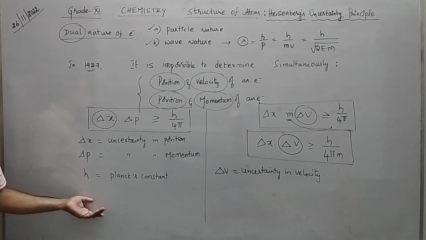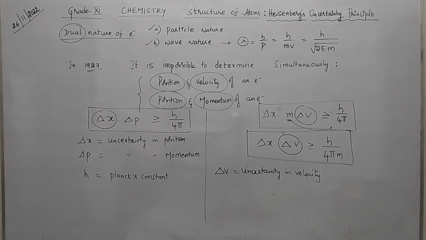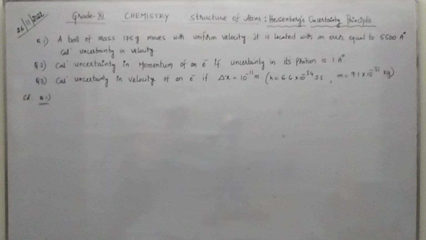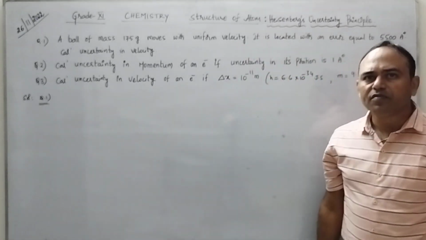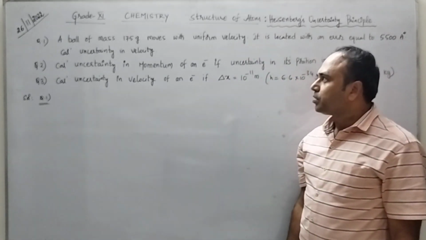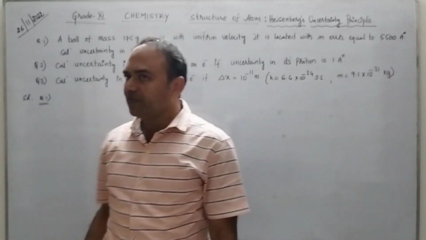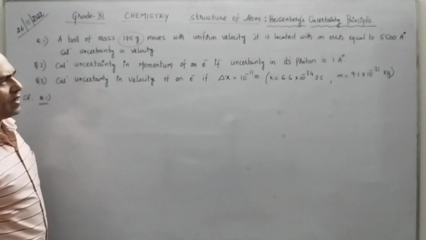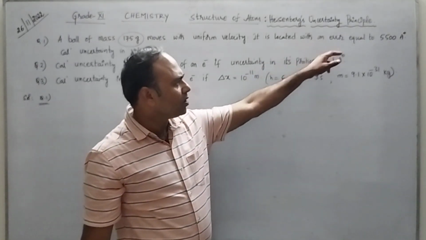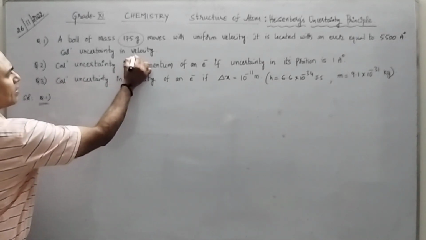Now let us see some numericals on this. First let us solve ISC numericals, then we will see competitive exam questions. In question number 1, we have a ball of mass 175 gram that moves with uniform velocity. It is located with an error equal to 5500 angstrom unit. Calculate the uncertainty in velocity.